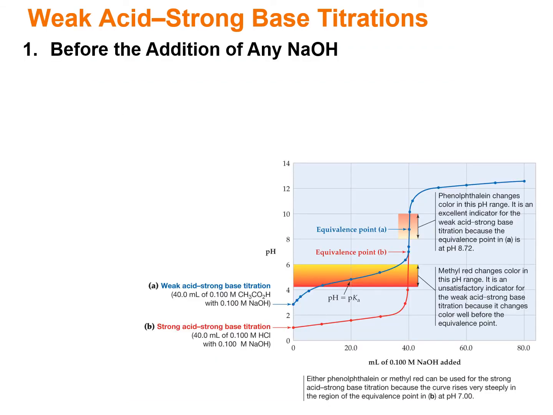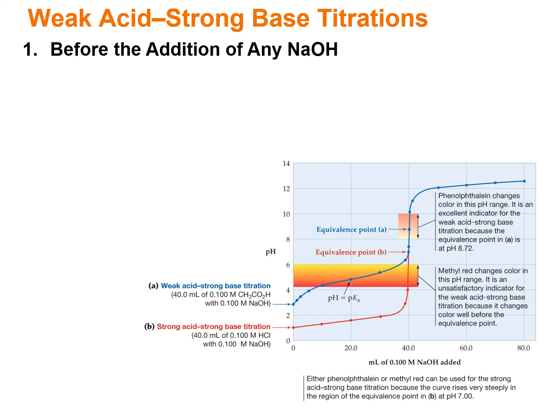Okay, so what we're looking at now is a weak acid, strong base titration. So below we have a titrand, which is just going to be the weak acid, and it's going to be 40 milliliters of 0.1 molar acetic acid. And what we're going to have as our titrant, or what is in the burette, is a 0.1 molar solution of sodium hydroxide.